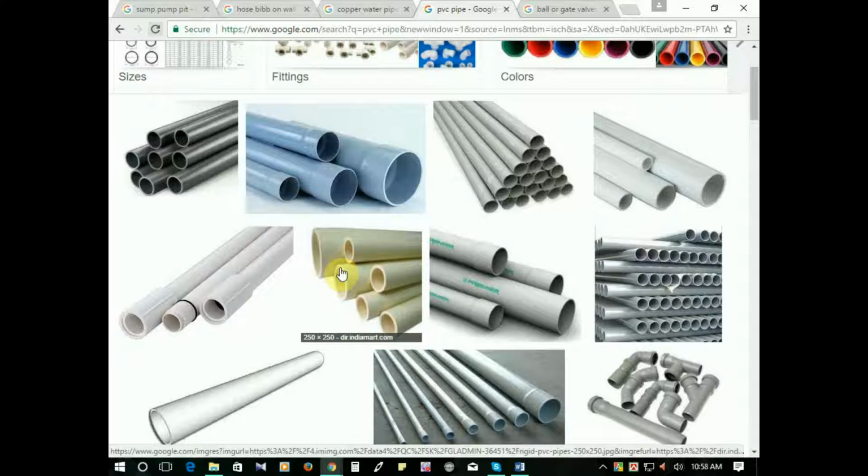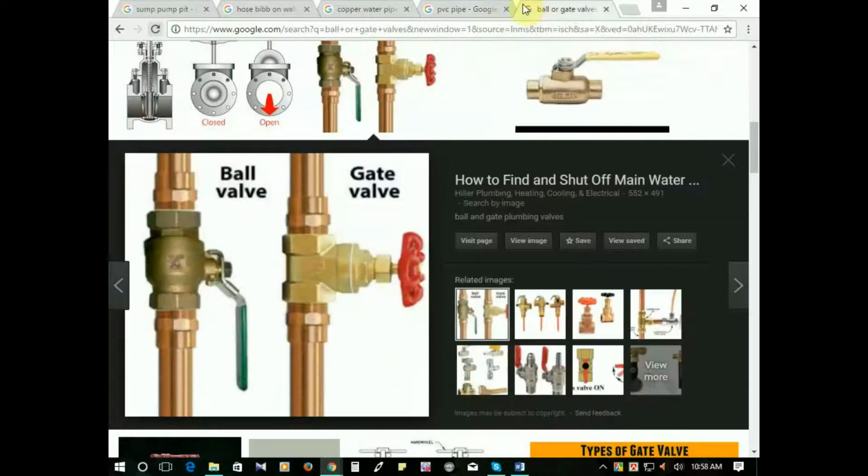Water or gas supply lines have valves installed in them to turn off the supply in case of leakage. Valves can be of two types, either a ball valve or a gate valve.